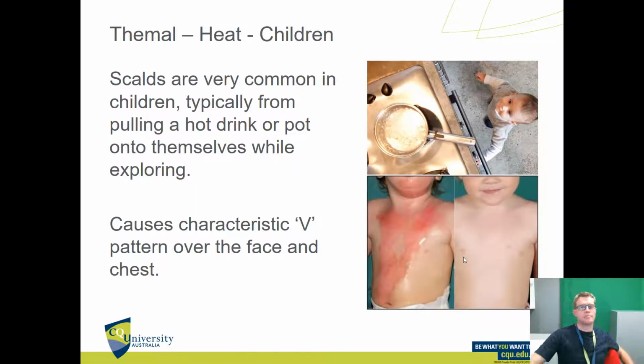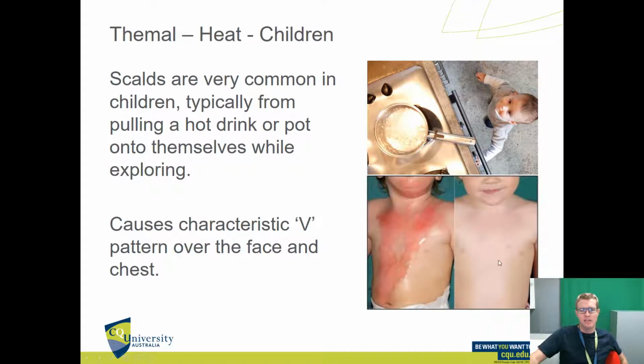Now, children get a lot of burns from scalds. So children are very curious, exploratory creatures, and they don't understand that hot things will hurt them. So they see a pot on the stove, they see a cup of coffee up on the bench, they'll very frequently pull it down on themselves. And it causes this characteristic V pattern where there'll be a burn over the face or mouth, and then going from the shoulders, just mirroring the path of the liquid down towards the groin. Very upsetting, very painful for the child.